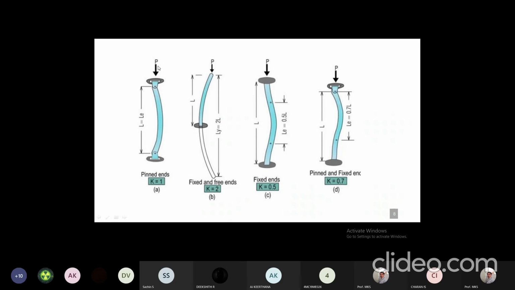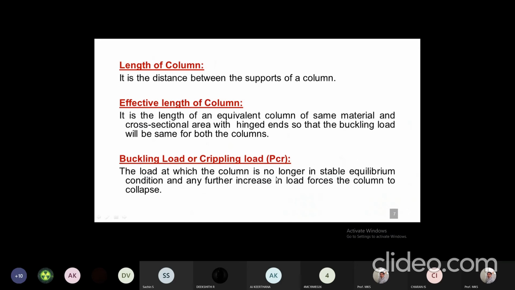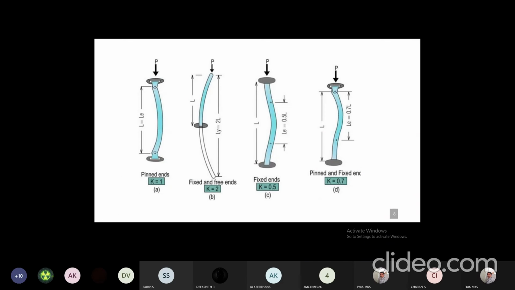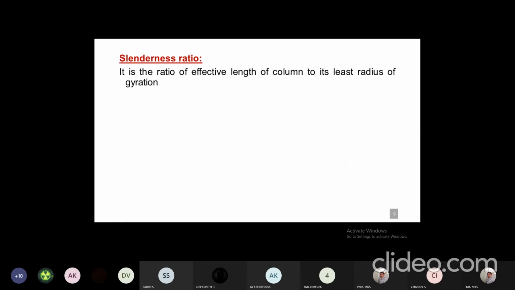When this load goes on increasing, at a certain point of load the column starts to wobble such that it is not stable and the structure can collapse. At that particular load, where the column is not stable and is going to collapse, we call it the buckling load. That is the load at which the column is no longer in stable equilibrium, and with any further increase in load the column is going to collapse. We call that the buckling load or crippling load. Just the definitions, so they may be asked.